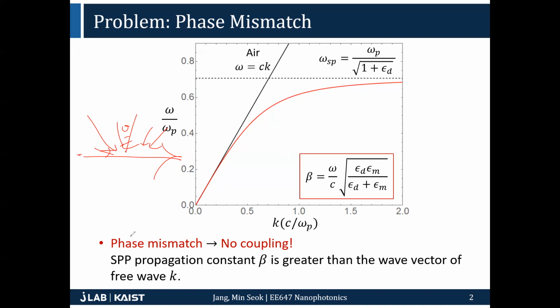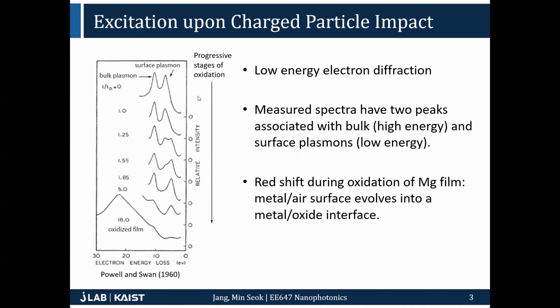Okay, then how do we excite surface plasmons? How do we solve this problem? Well, one brute force way to solve this problem is to not use light, but to use electrons. As I said, if you have a metallic interface, you just shoot high energy electrons, and these high energy electrons scatter and create the surface plasmon. And this high energy electron, of course, has a really high K vector, so it can excite any sort of plasmons.